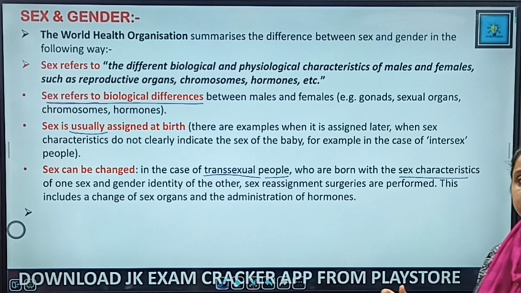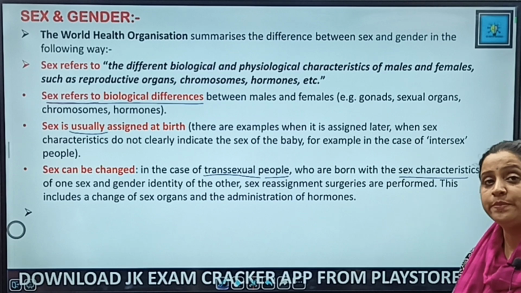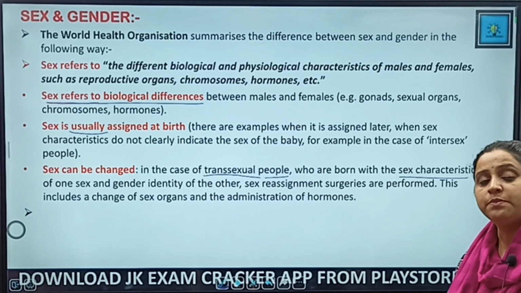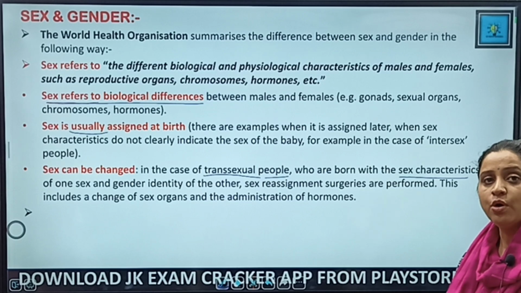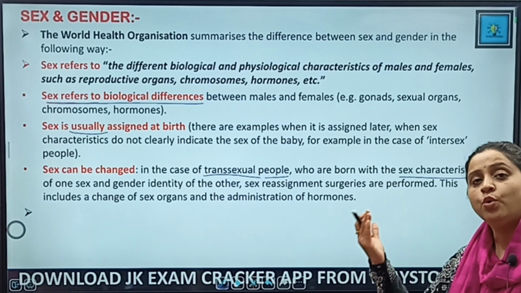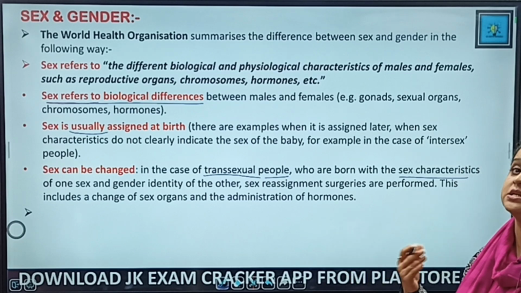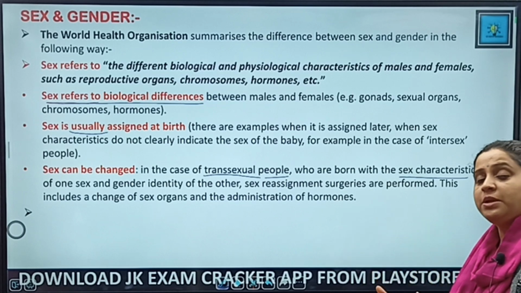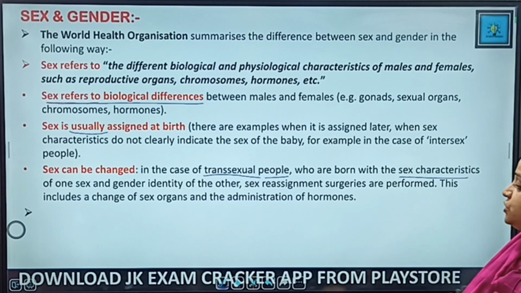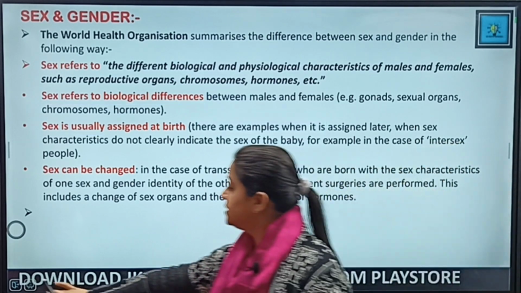Now, as we see in today's society also, sex can be changed, because one person who is born with a particular sex identity, maybe a male is born, but उनकी जो ओरिएंटेशन है या उनका जो अपना कंडक्ट है that is feminine, so they get their sex converted into a female. So sex can be changed. However, let's see what is gender now.